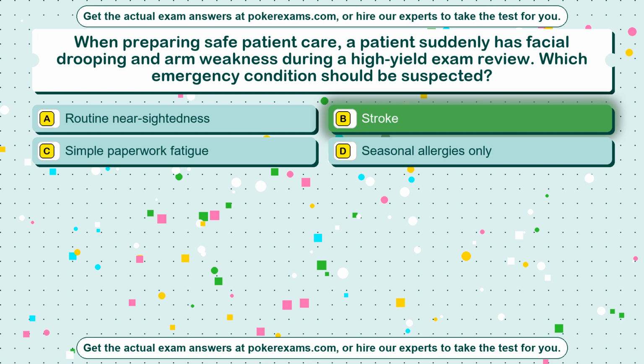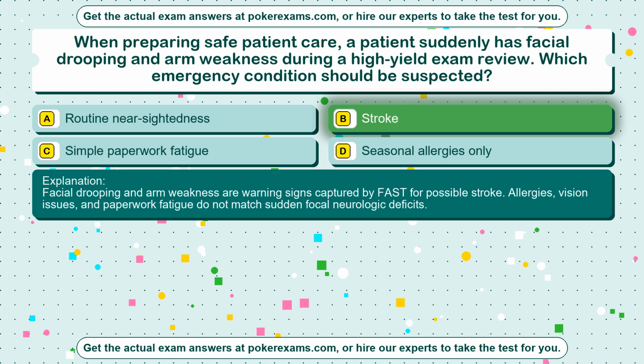The correct answer is option B, stroke. Facial drooping and arm weakness are warning signs captured by FAST for possible stroke. Allergies, vision issues, and paperwork fatigue do not match sudden focal neurologic deficits.